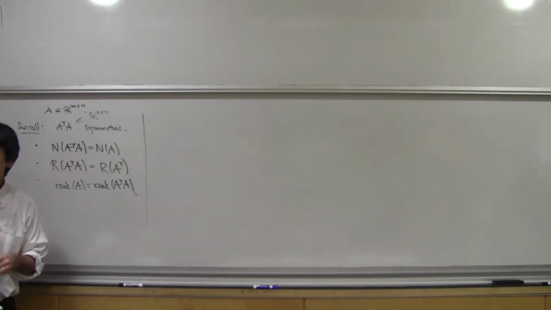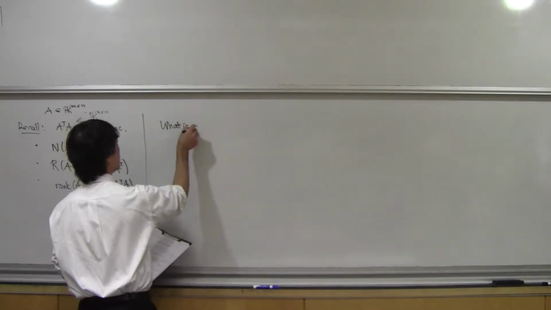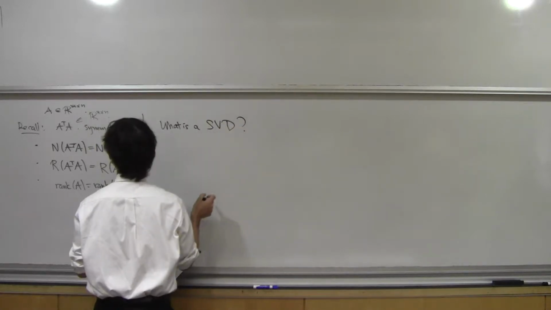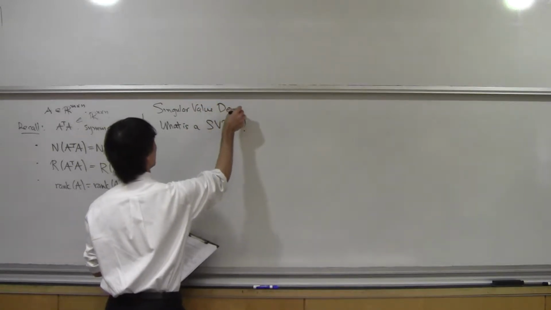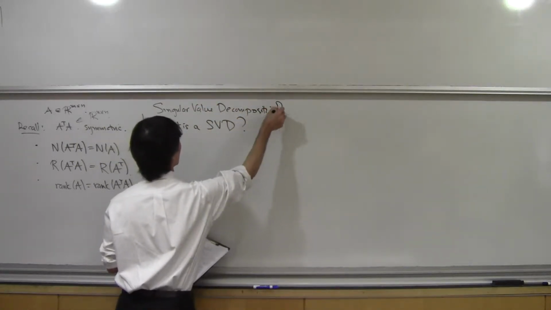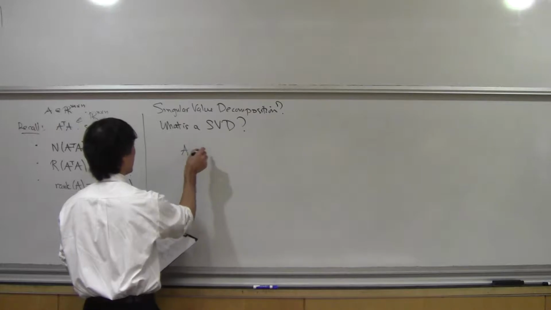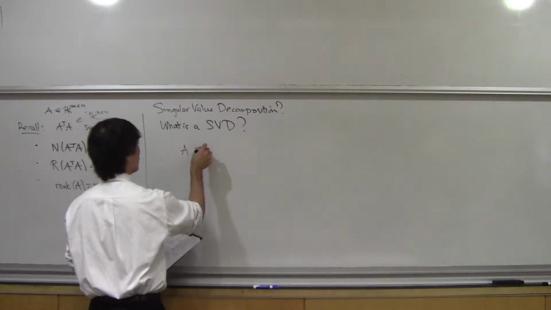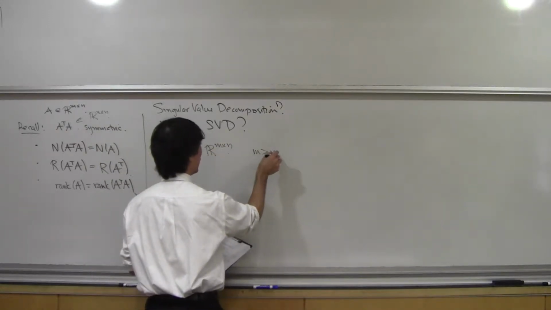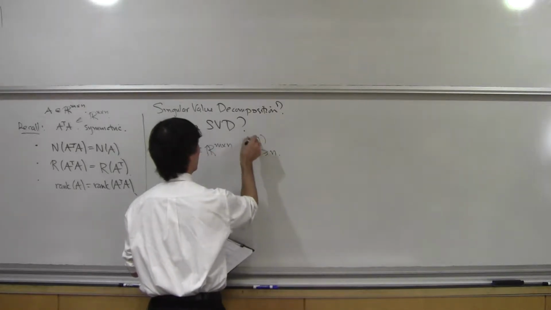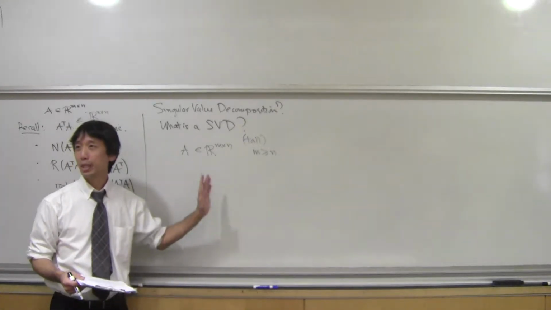Okay, so now let's talk about what is a singular value decomposition. So A is an m by n matrix where m is bigger than n. In other words, it's a tall matrix. It's taller than it is wide. It's not necessarily square.